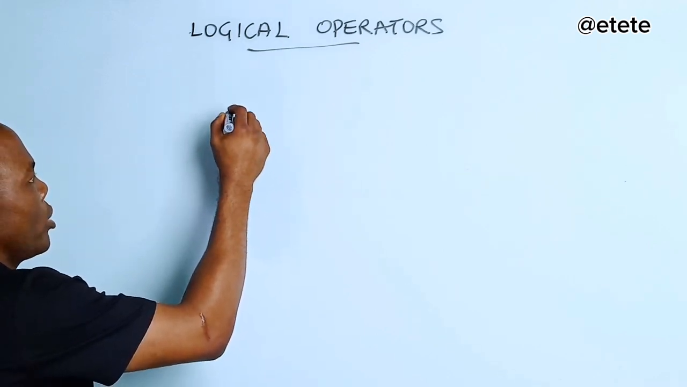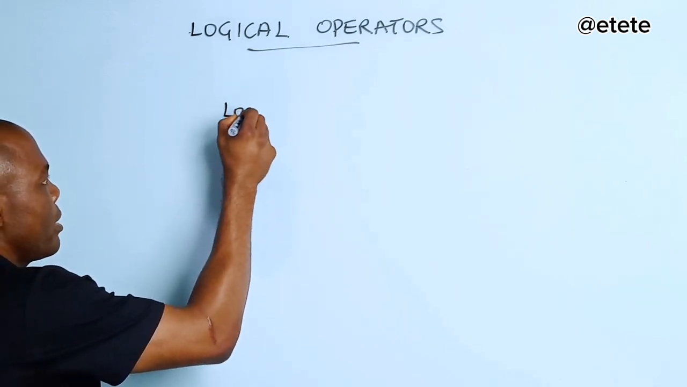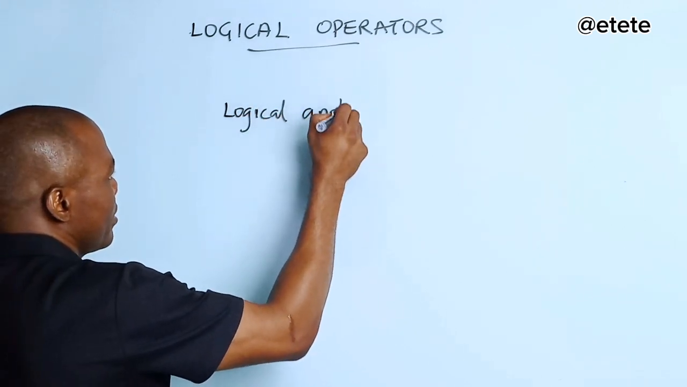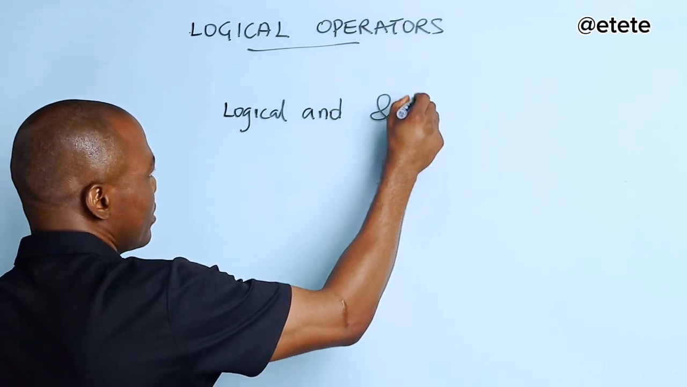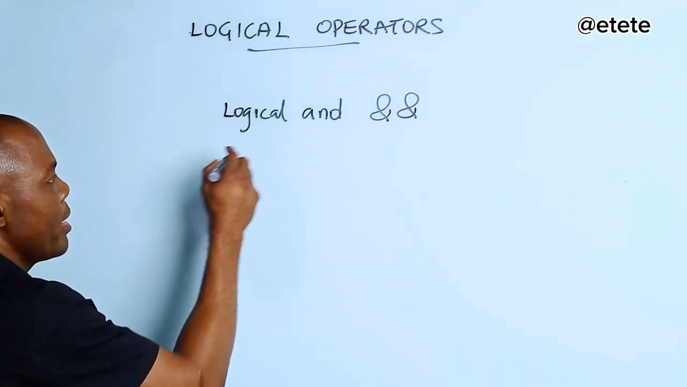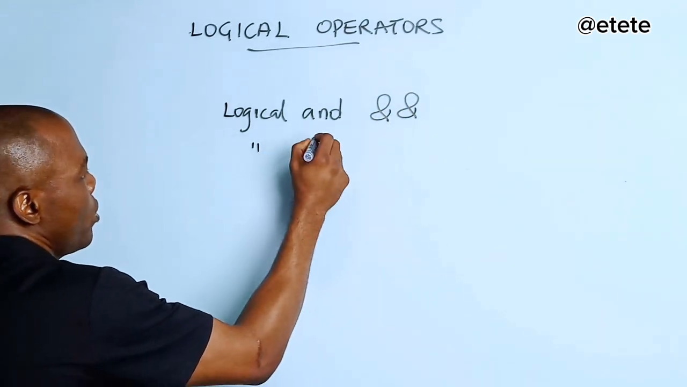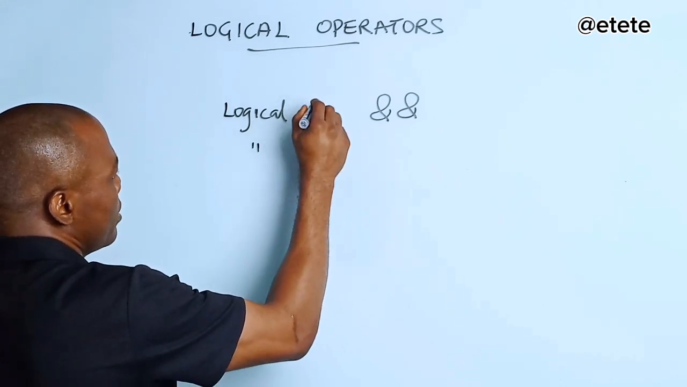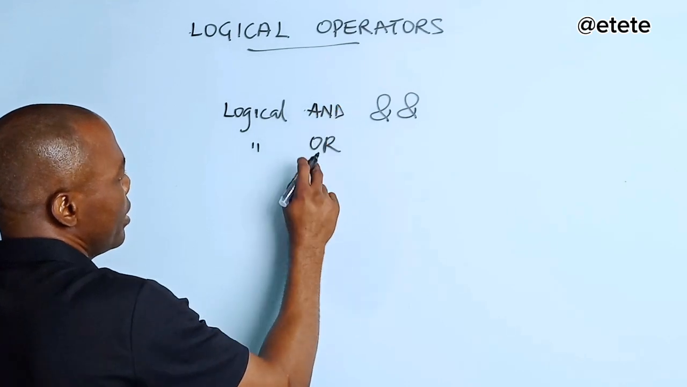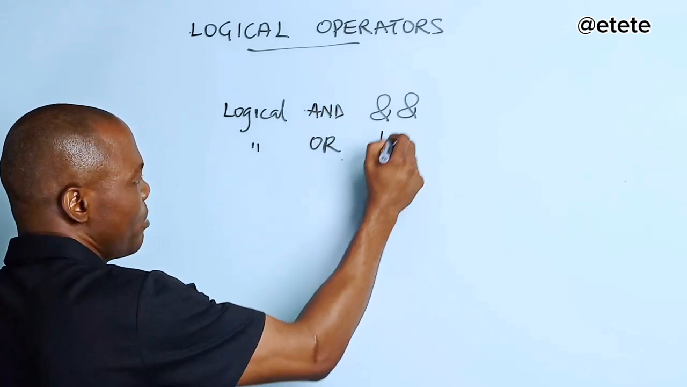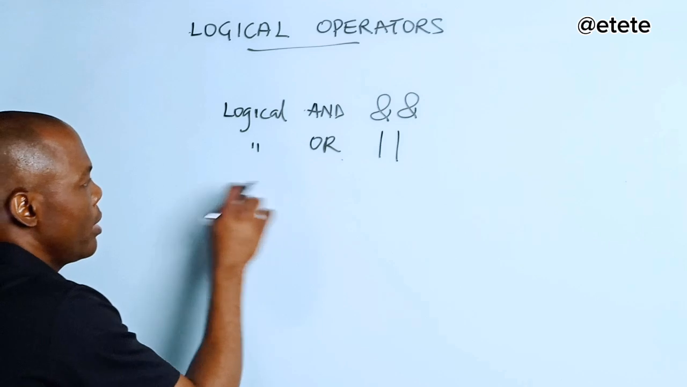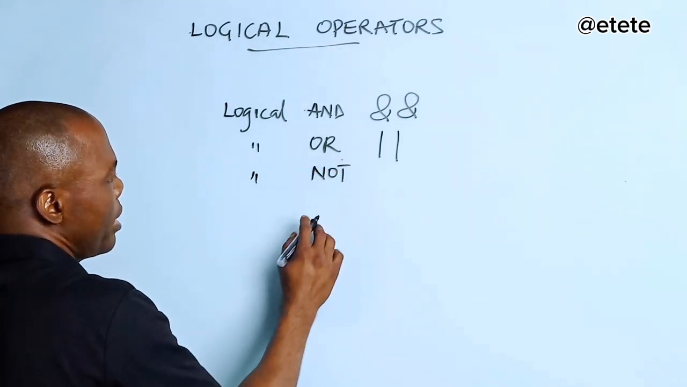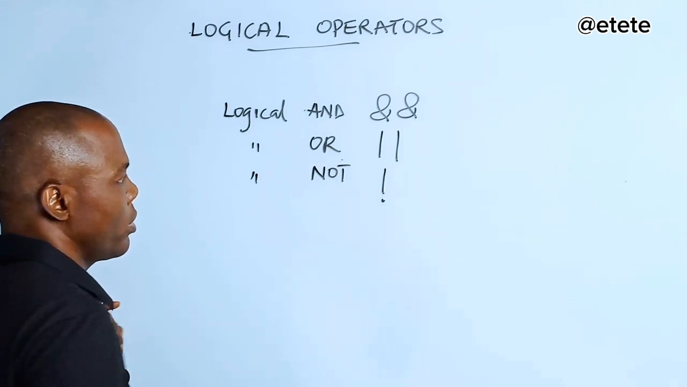We are looking at the logical AND. And then we have the logical OR, which in C is represented with this symbol. Then we have the logical NOT, which is represented with this symbol.